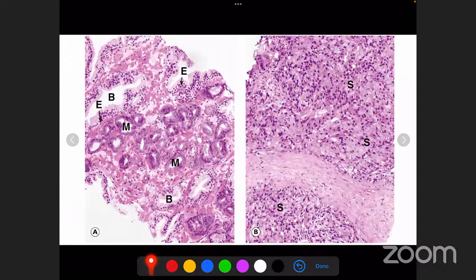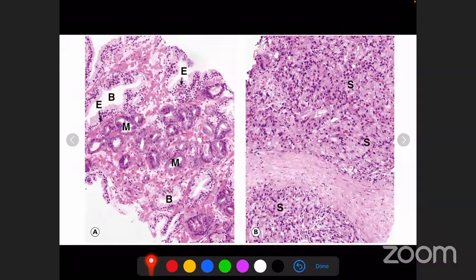And this grade 5 is this. These malignant cells are forming sheets of pleomorphic cells. No glands, only sheets of pleomorphic cells which are invading the stroma. So this is grade 5 prostatic carcinoma.